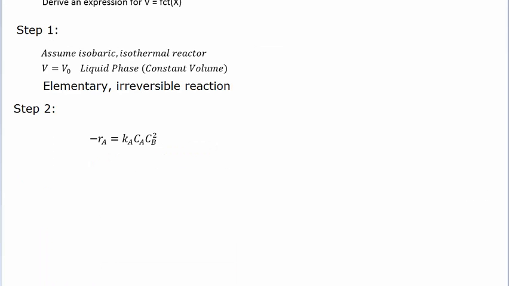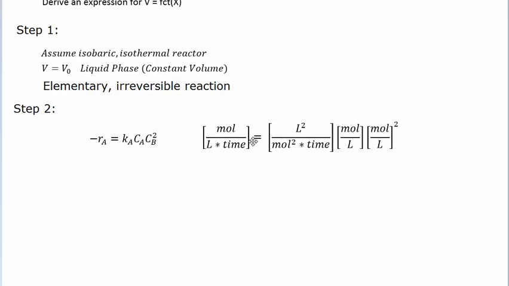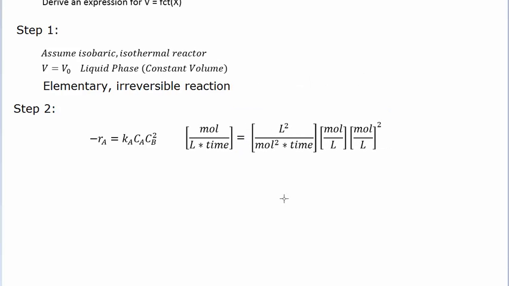Here, just for the hell of it, this isn't necessary, but I want to make a comment about what the unit analysis is going to look like over here. So the rate is always going to be in concentration per time. So if you put in concentration squared over here, you can solve for K sub A. So these are the units of K sub A. Might not seem interesting right now, but I'm going to bring it up later. So, okay, step 3.